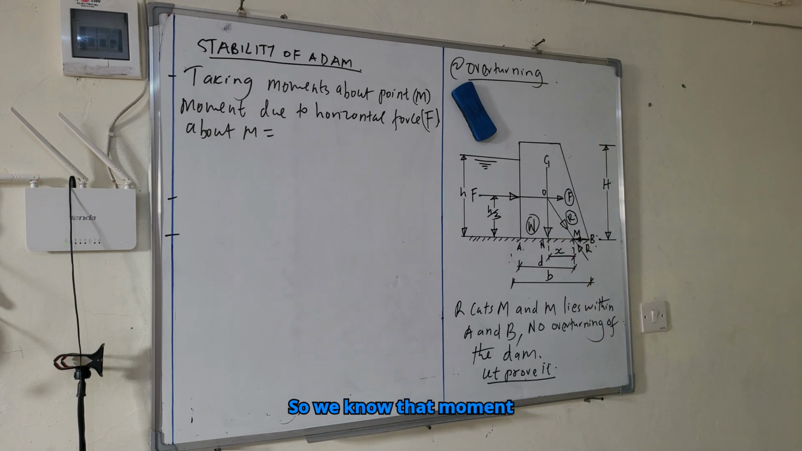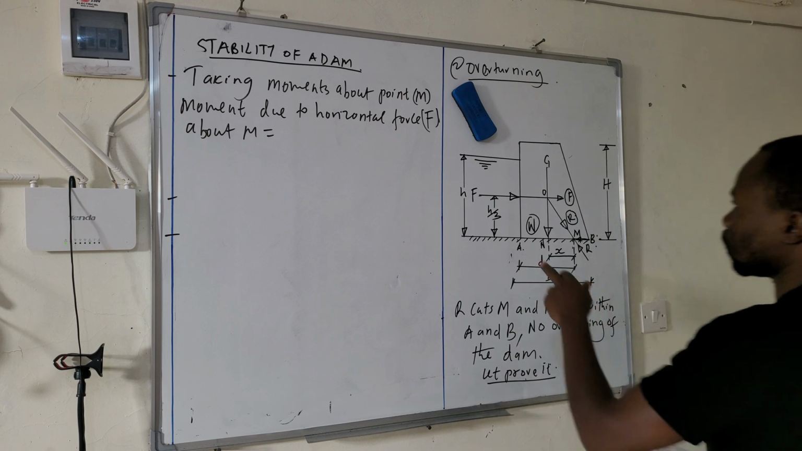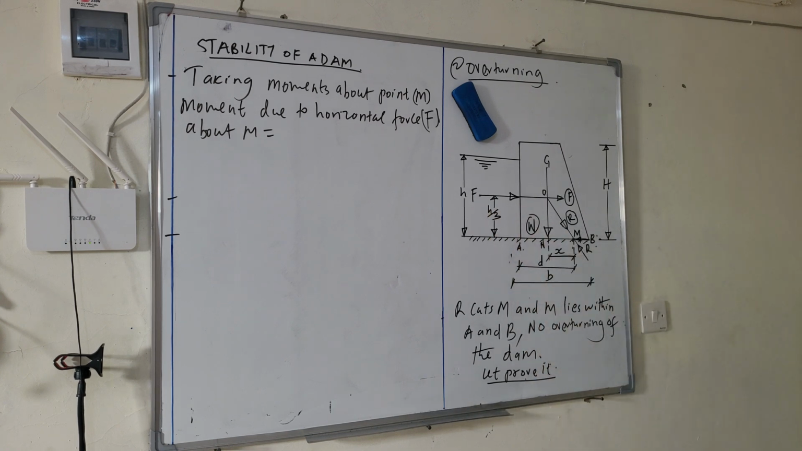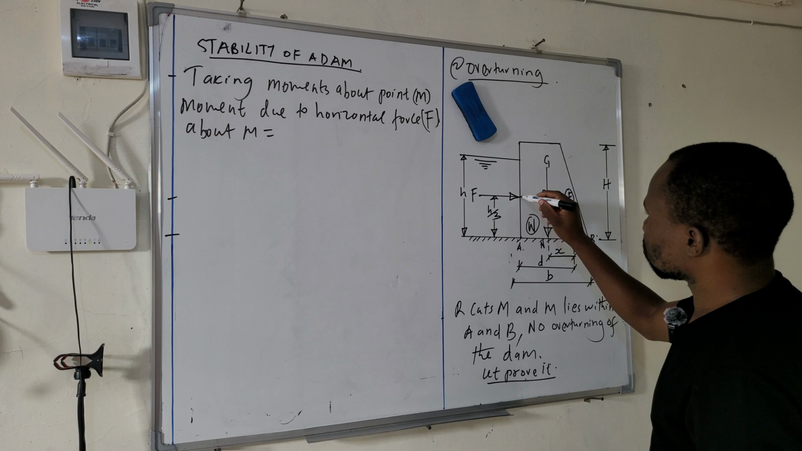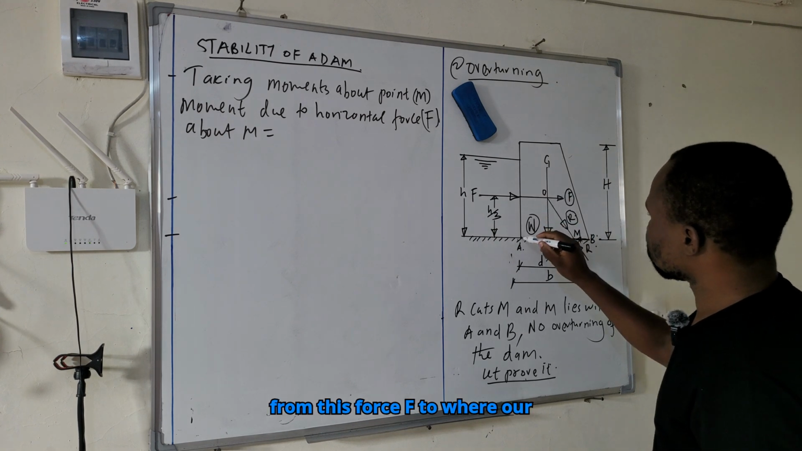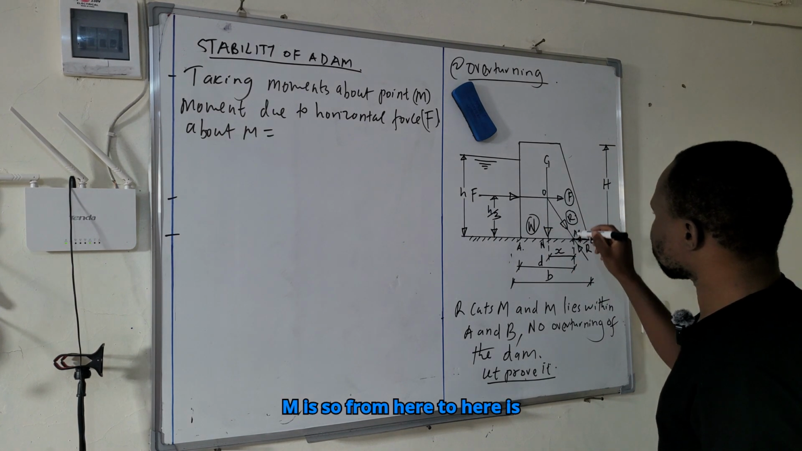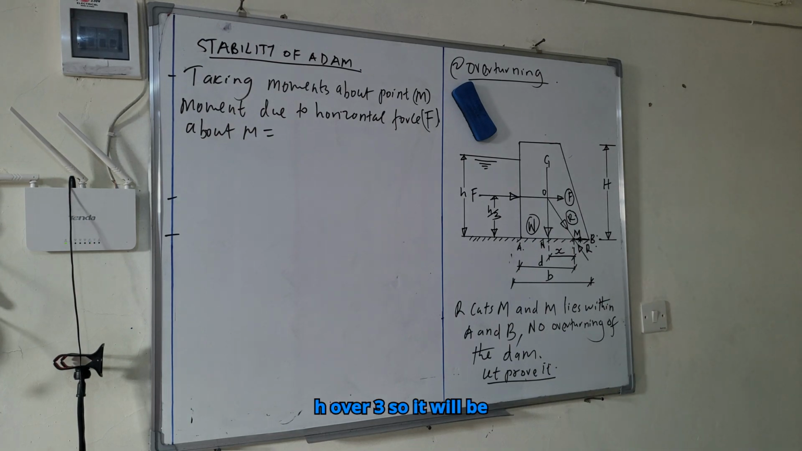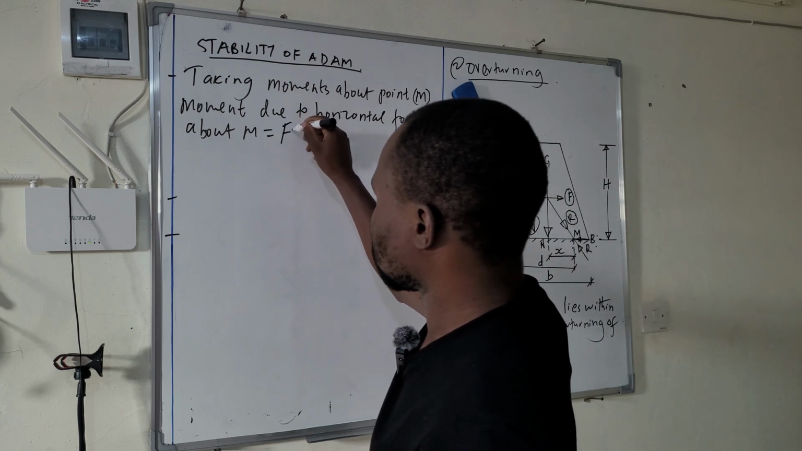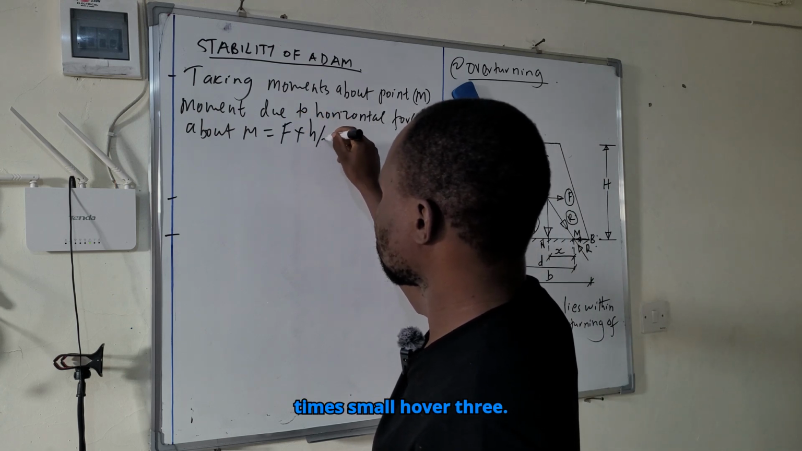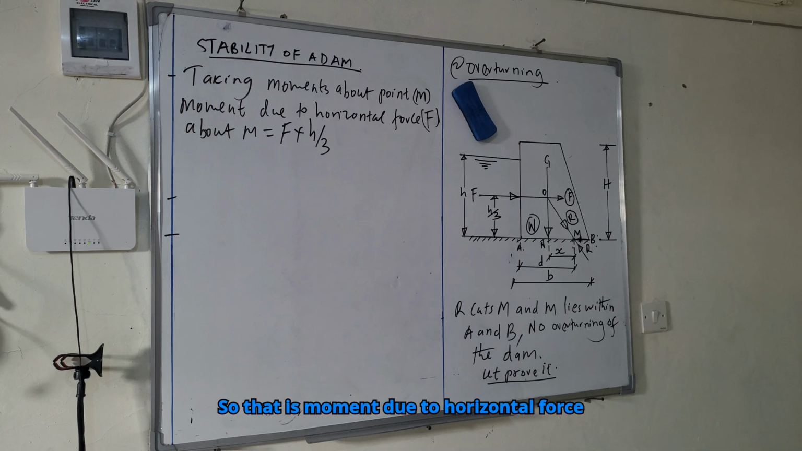So we know that moment is force times perpendicular distance. So this is force F. And for you to get the perpendicular distance from this force F to where our M is, so from here to here, is h over 3. So it will be F times small h over 3. So that is the moment due to horizontal force F.